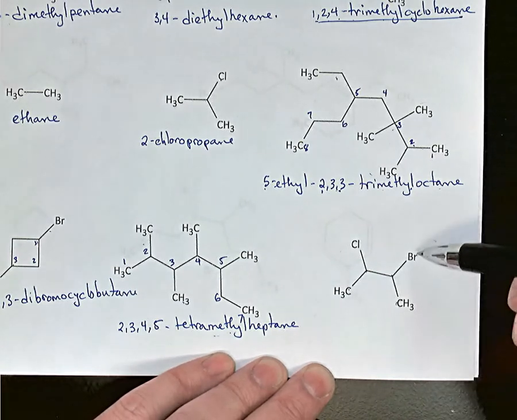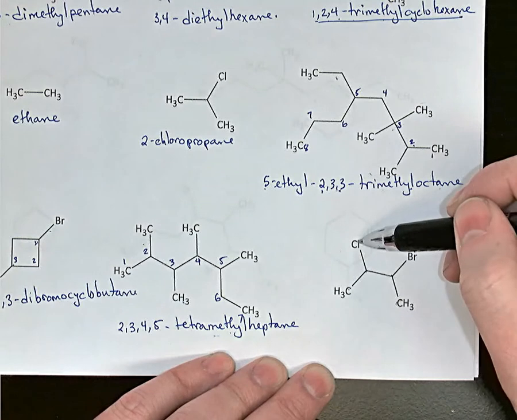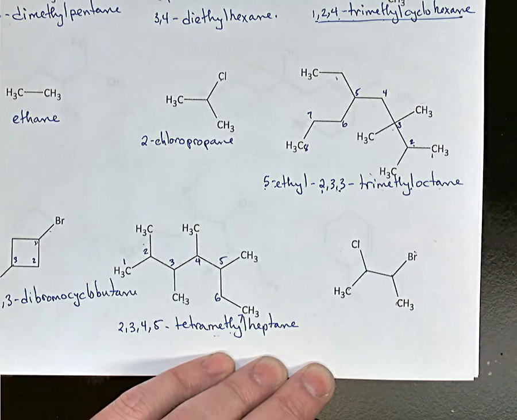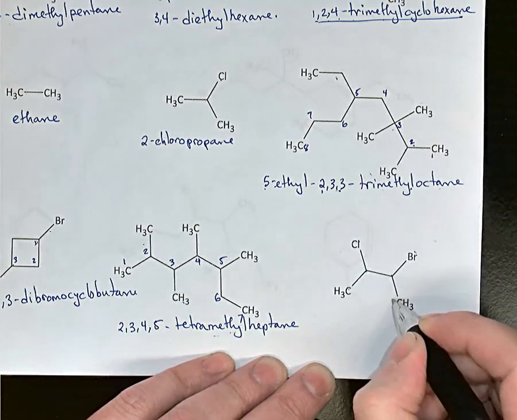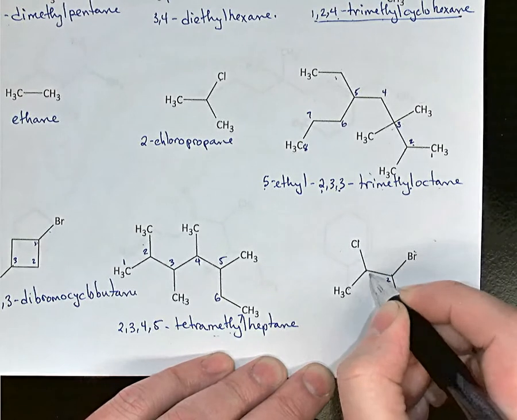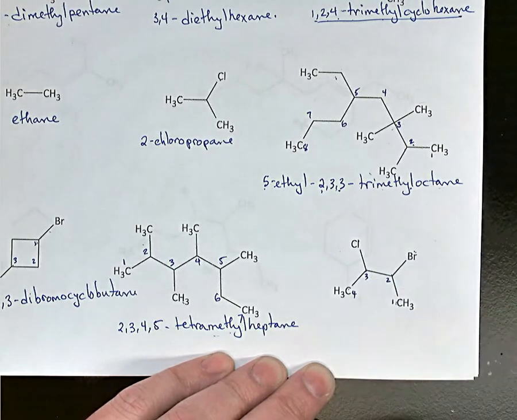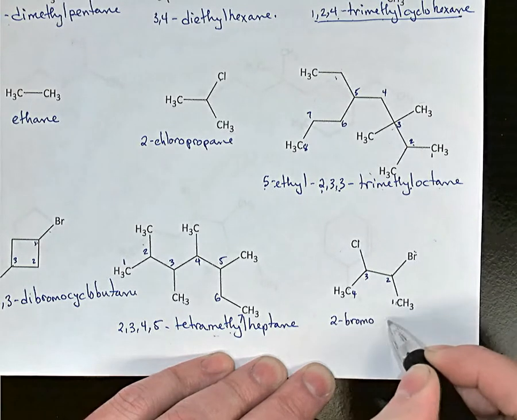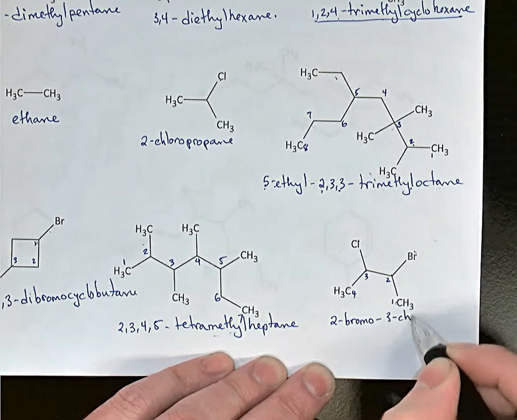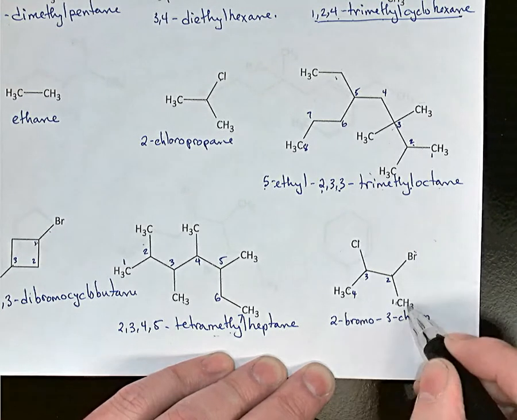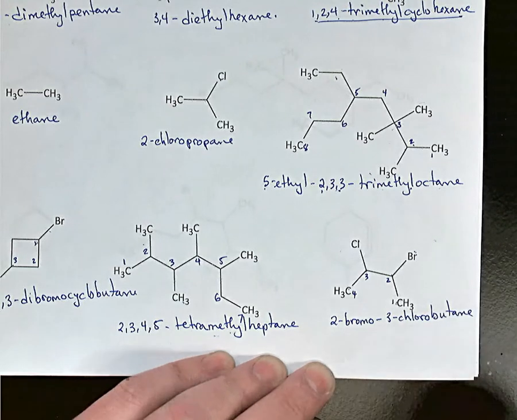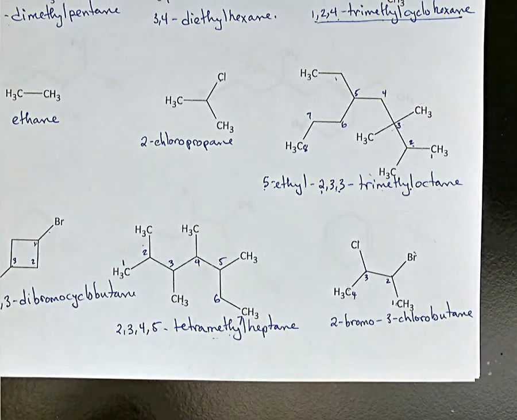But we're going to name bromo before chloro, because alphabetizing B comes before C. Because I'm going to name the bromo first, and otherwise it doesn't matter, then I'm going to start numbering from this end. Carbon 1, carbon 2, carbon 3, carbon 4. And I'll call that 2-bromo, 3-chloro, and then 4 carbons in the parent chain, butane. Okay? 2-bromo, 3-chloro, butane.